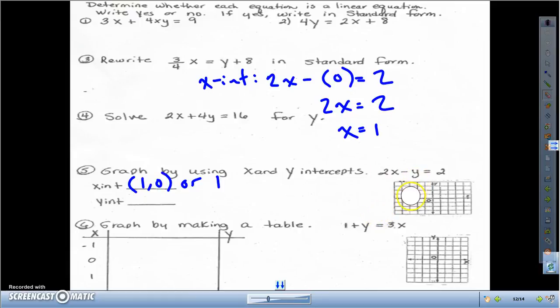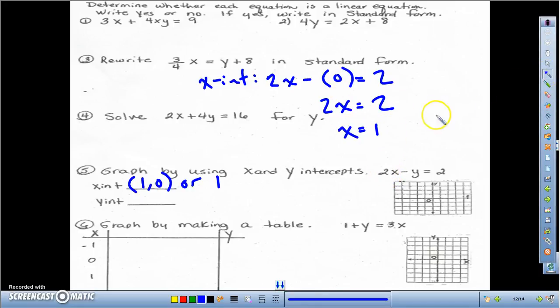Okay, so we talked about how you can cover up the variable that you're plugging 0 in for with your thumb here, look at what you've got left over, and solve that equation. Or you can do what you see up here. So I got the x-intercept in blue. Let's do the y-intercept in red. We'll do it right down here.